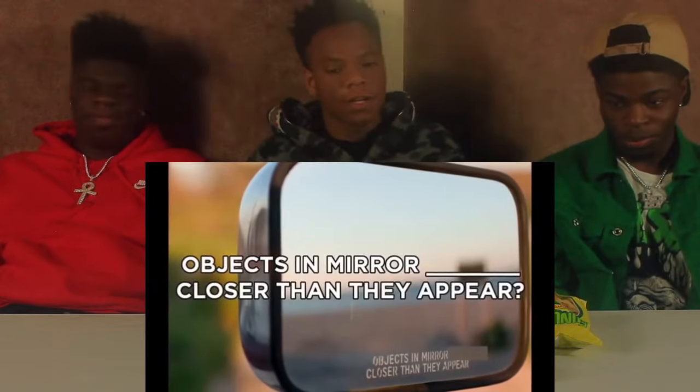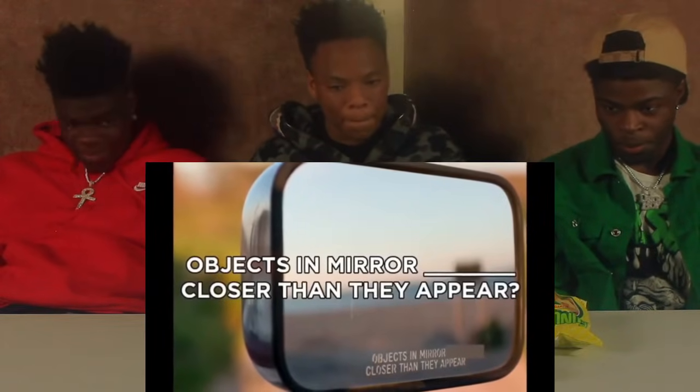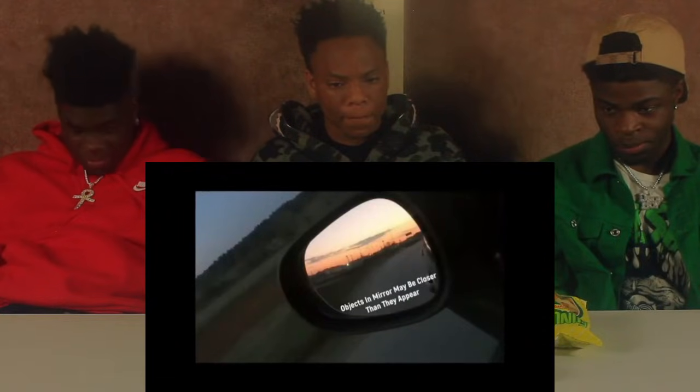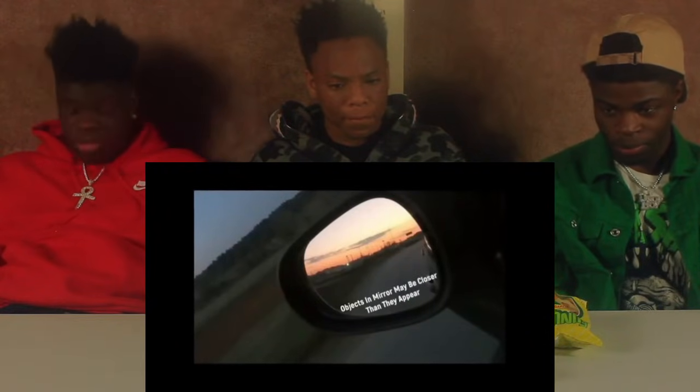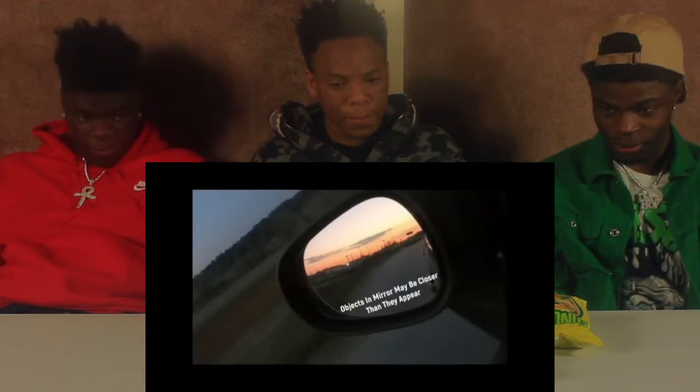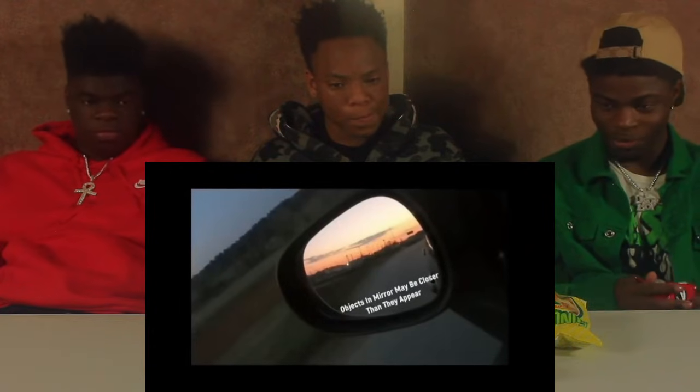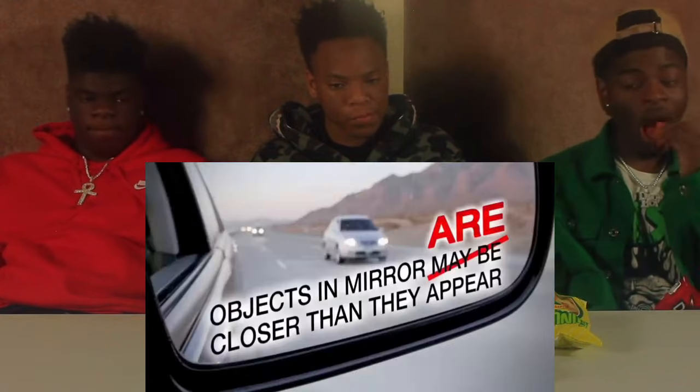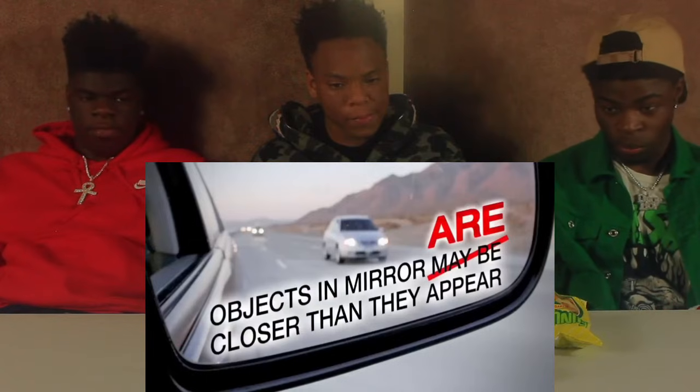Engraved on the passenger side mirrors of vehicles, right? How do you remember the warning? Was it "objects in the mirror may be closer than they appear"? Well, a lot of people recall it being this way, but it's not correct. It's actually "objects in the mirror are closer than they appear." Maybe never appears within the sentence.